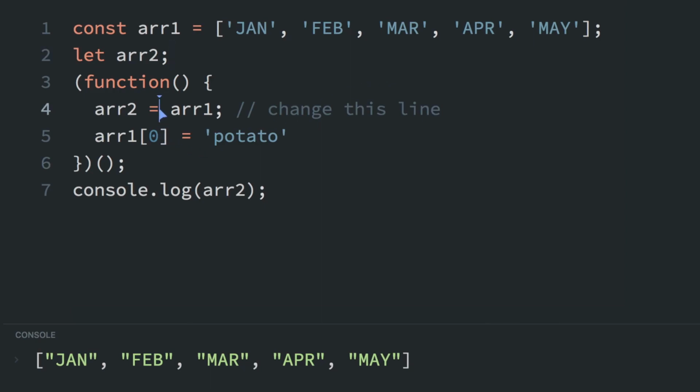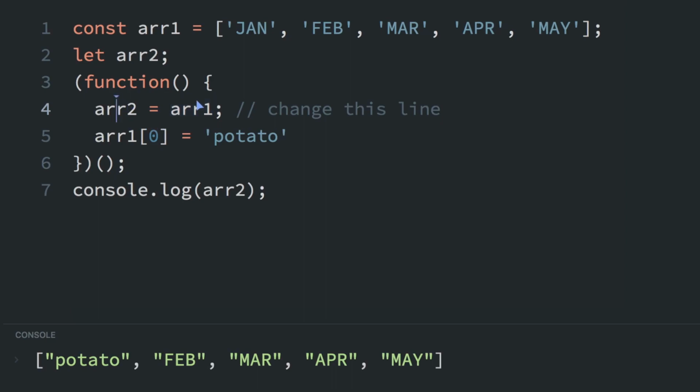So let's look at this. Right now, we're setting array 2 to equal array 1. In this example, we're not actually copying it, because if we change array 1, if we set the index of array 1 to potato and we log array 2, you'll see that index 0 is potato, even though we're logging array 2 and we only changed array 1, because these are equal. Array 2 and array 1 are the same.